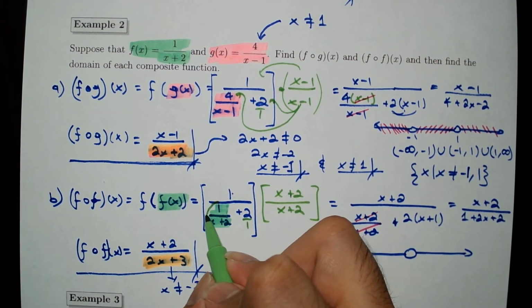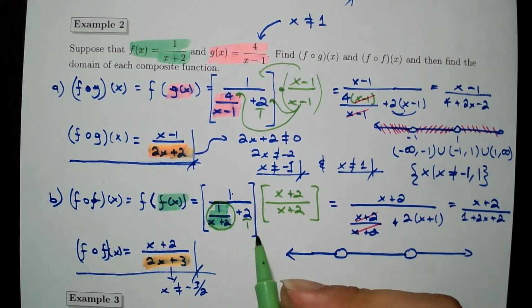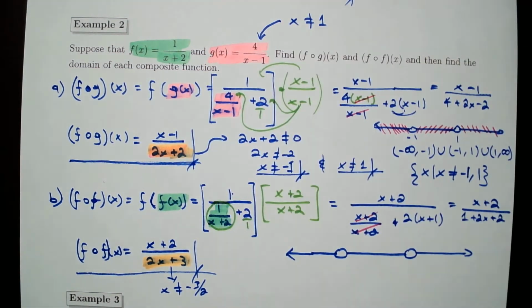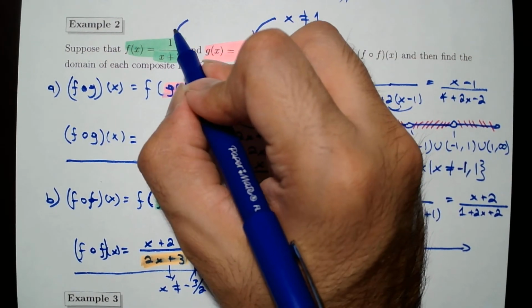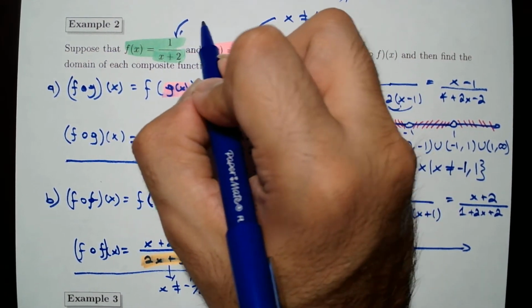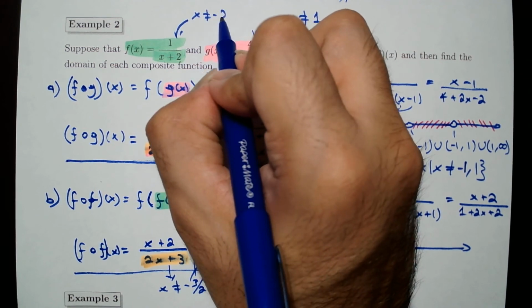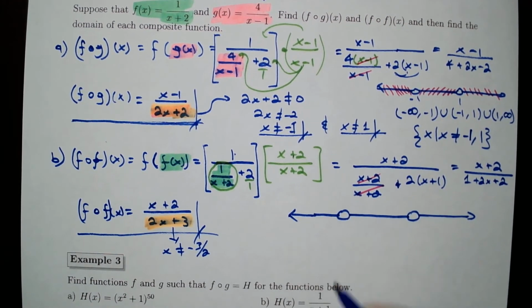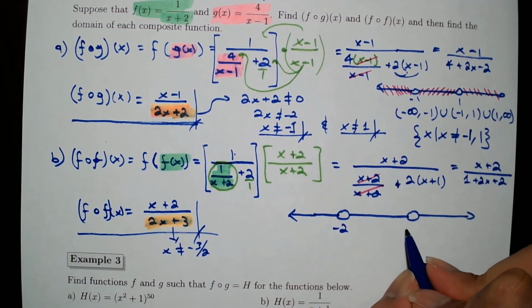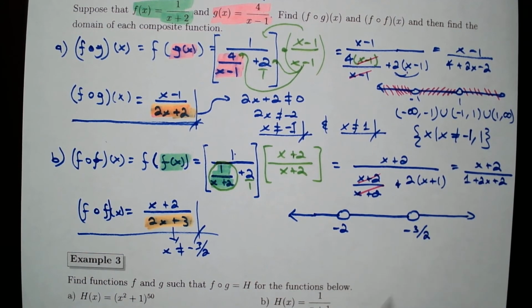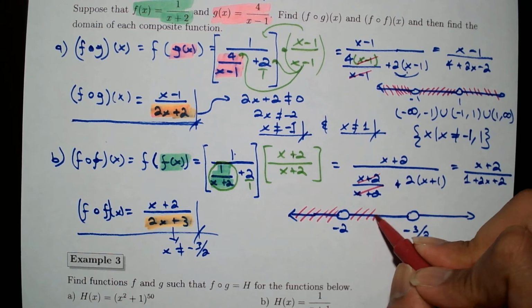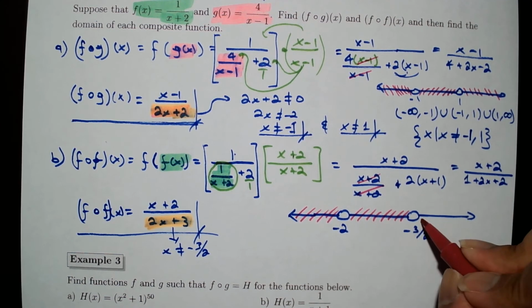However, that's not the only number, because notice how this function, when we do the composition, we're plugging in a function that already comes with restriction. So what is the restriction for this function? If you look at the denominator, x cannot be negative 2. All right? So in this case, x cannot be negative 2 and cannot be negative 3/2. So everywhere else, the function is okay, except at those values of x.